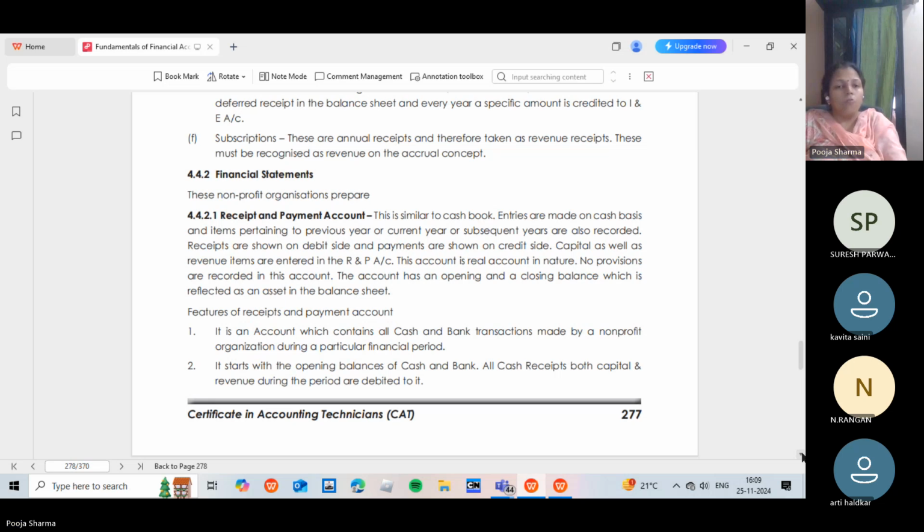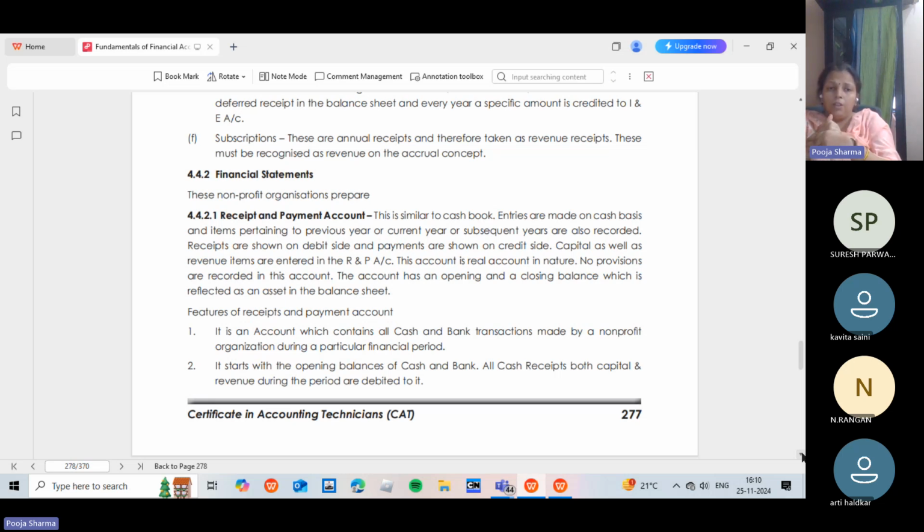Okay. Now financial statement. The financial statement is the statement prepared by the non-trading concern to ascertain whether it is making a surplus or a loss. The financial statements are prepared by the non-trading concern, but the accounting principles remain the same. The accounting principles that profit organizations or normal concerns follow to prepare their financial statements are followed by the non-trading concern too. Thus, this is the basic similarity.